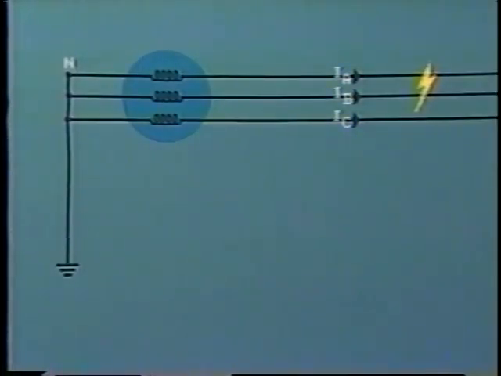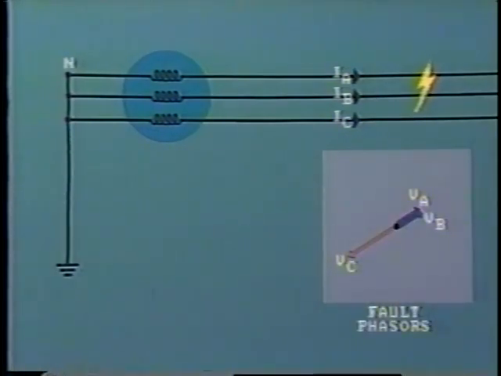Let's look at the phase-to-phase fault where no ground is present. The fault is between line A and line B. This voltage phasor diagram shows the conditions at the fault. The phase voltage on line C, that is VC, remains at its normal angular displacement, but A and B have been brought closer together by the low impedance of the fault.